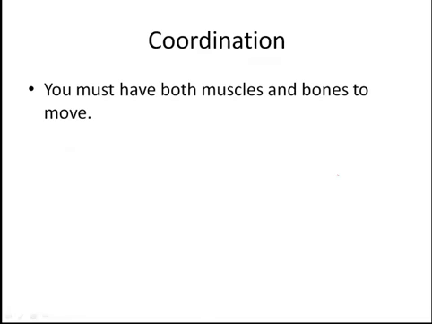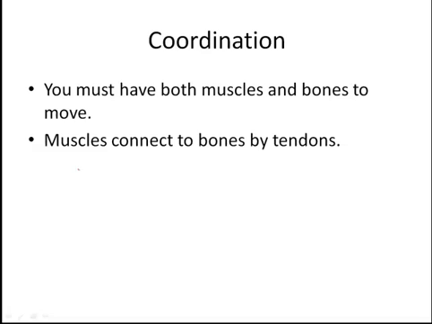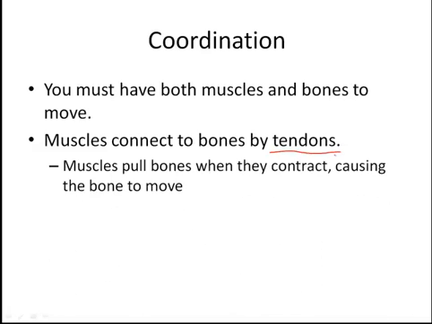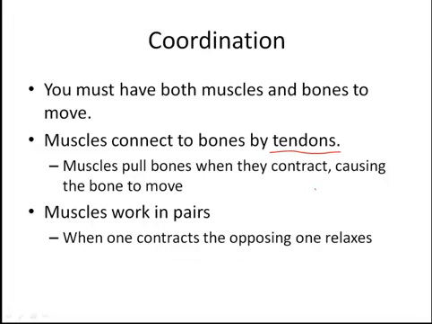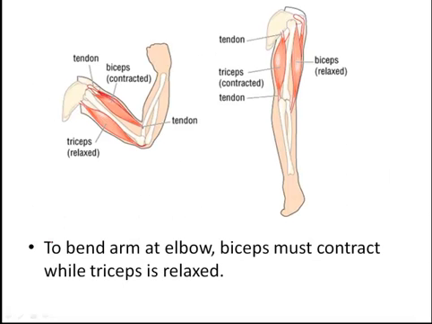All right, so you have to have both muscles and bones in order to move. Muscles connect to bones by connective tissue called tendons. And a muscle will pull on a bone when it contracts, and that causes the bone to move. And muscles always work in pairs. So when one contracts, the opposing one relaxes.